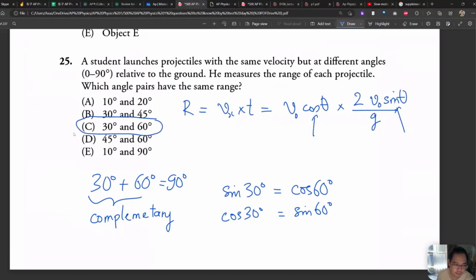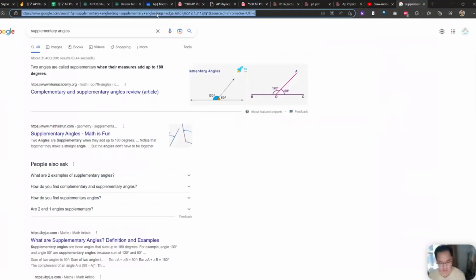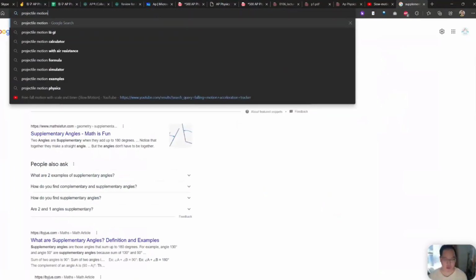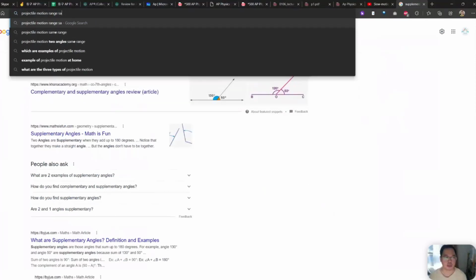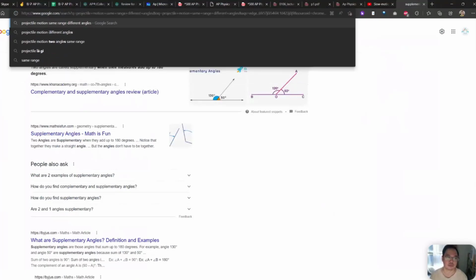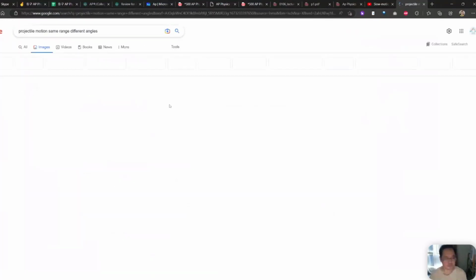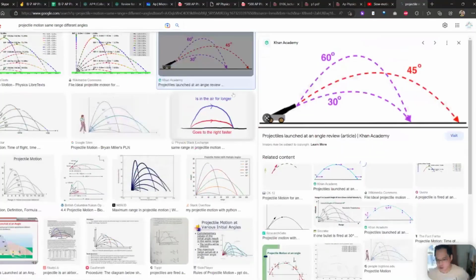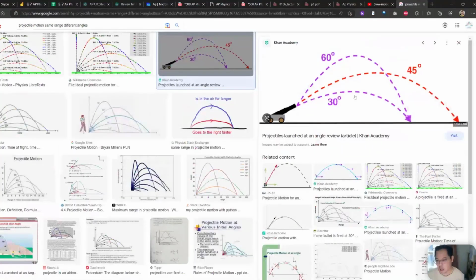Let me show you a simulation, a diagram. Projectile motion, same range, different angle. With 30 degrees, you have a lower path, landing here. With 60 degrees, you have a higher path. It takes much longer, but the range is the same. And the maximum range is at 45 degrees.